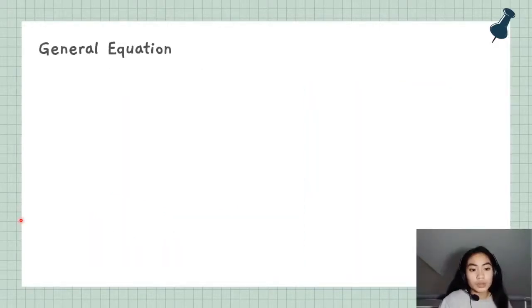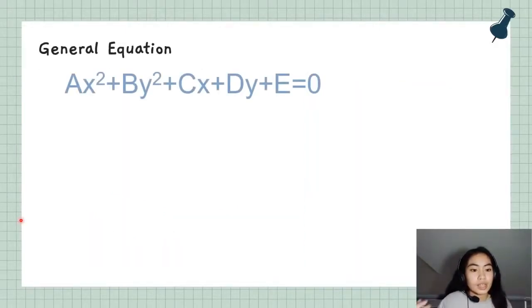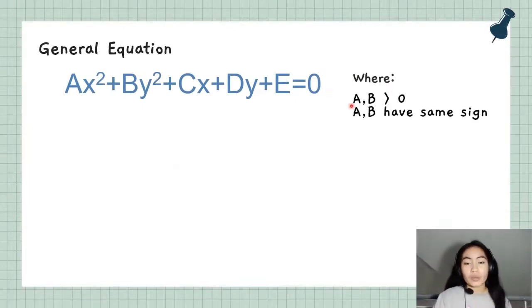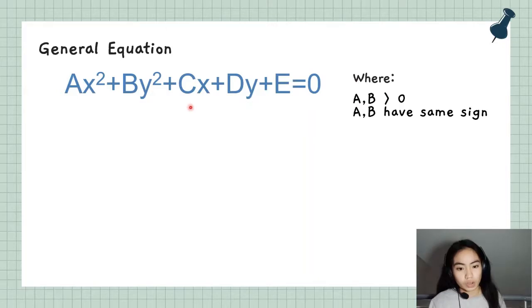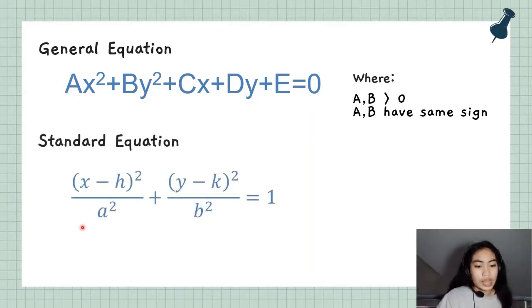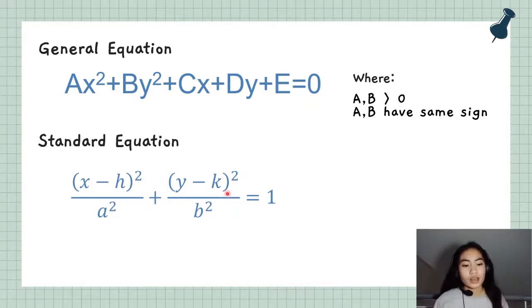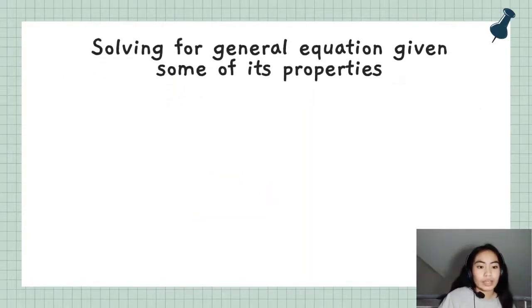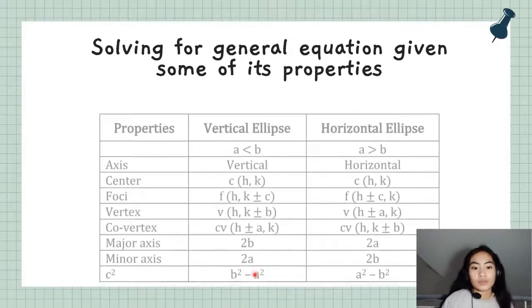So our general equation for an ellipse is ax squared plus by squared plus cx plus dy plus e equals 0, where a and b should be greater than 0 and should have the same sign. And our standard equation is (x minus h) squared over a squared plus (y minus k) squared over b squared equals 1. And now let's solve for the general equation given some of its properties.